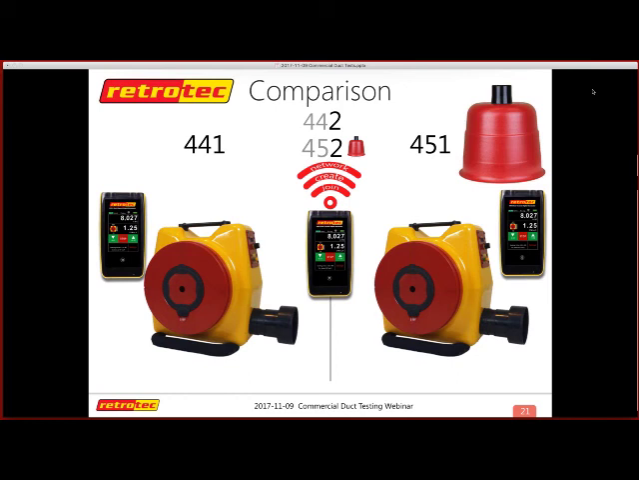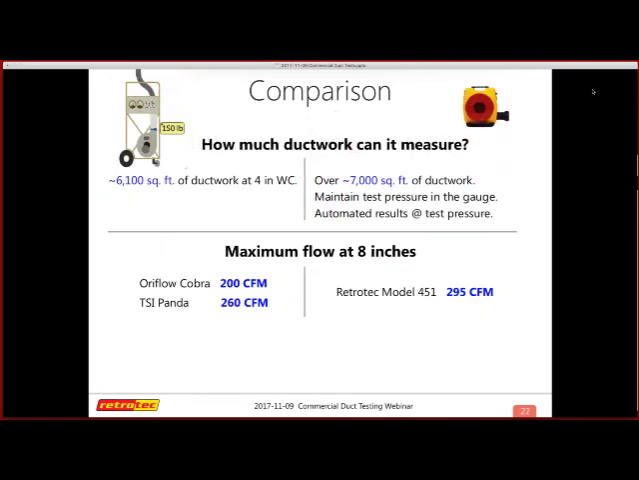All right, let's compare some other units that are out there compared to Retrotech. In general, we're going to look at the Oriflow systems or the Panda. They have a couple of different systems, but we tried to pick one that was similar in price, or actually even almost double in price to the Retrotech model. So clearly, we can move a lot of CFM at 8 inches of water column.